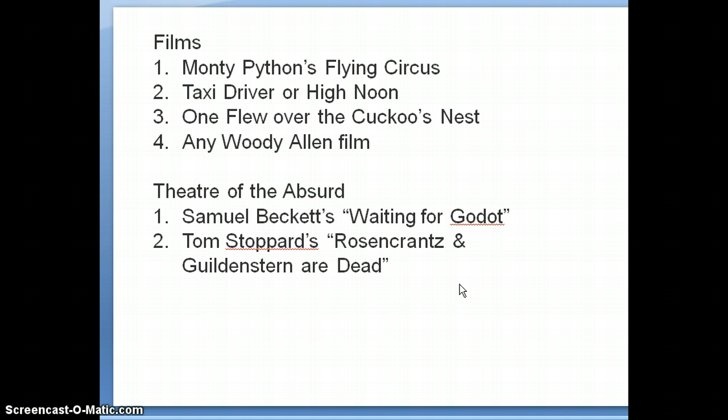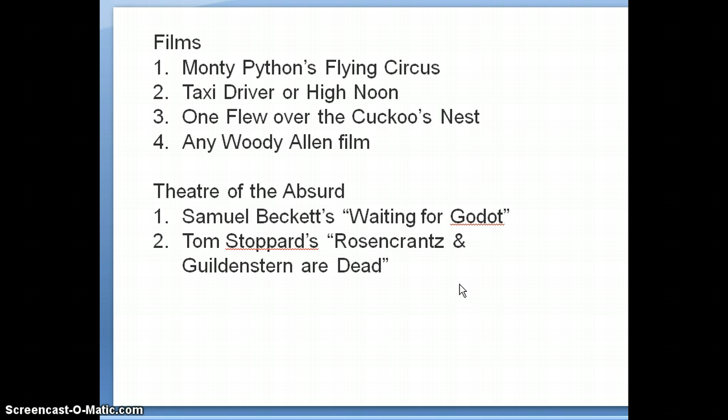Any Woody Allen film is existentialism. The characters start something, they may have some plot, and then something unusual, unexpected happens. It always is the case, and that's the existentialist part: the absurd happens, and they have to live with it. Theater of the Absurd is probably the most famous.